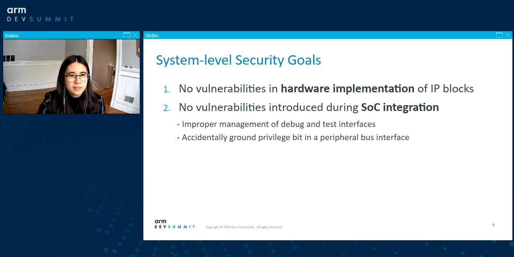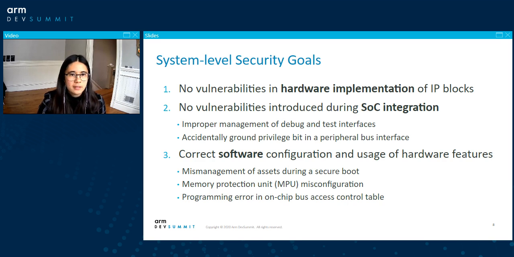Another example is accidentally grounding a privilege bit, or in the TrustZone world, it would be called the secure bit, in a TrustZone-aware bus peripheral. And the effect of grounding that bit is that it upgrades the security level of every single bus request that goes into that peripheral, regardless of if the source of that request was actually in the secure world or if it was in the non-secure world.